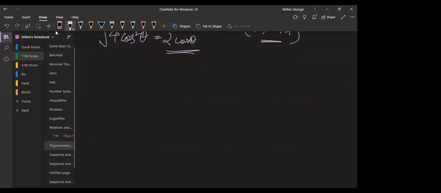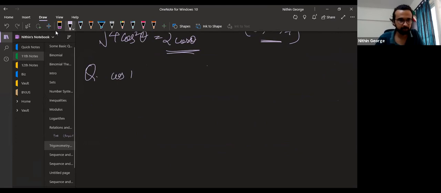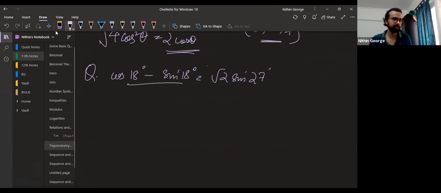Okay, I'll give the next question. Cos 18 degrees minus sin 18 degrees is root 2 sin 27 degrees. Come on, you have to prove that. Prove that this is equal to that. Look at the RHS. There's a clue there. That root 2 is actually a big clue here. I just noticed that. An amazing clue. Root 2.